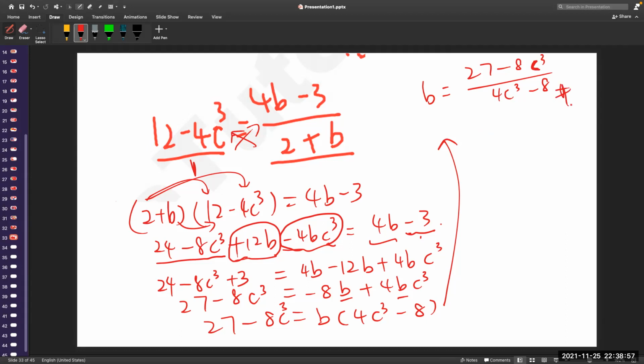Okay? This is called algebraic manipulation. Meaning you have to do cross multiplication, move things around, and factorize and all those things. Okay. Next.